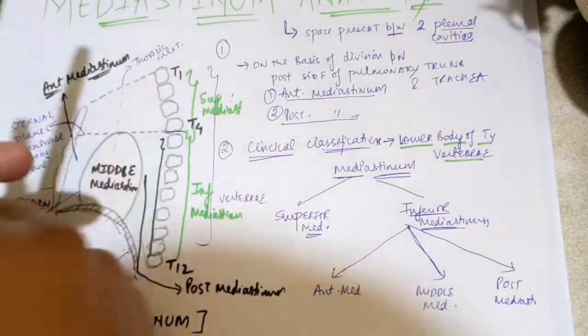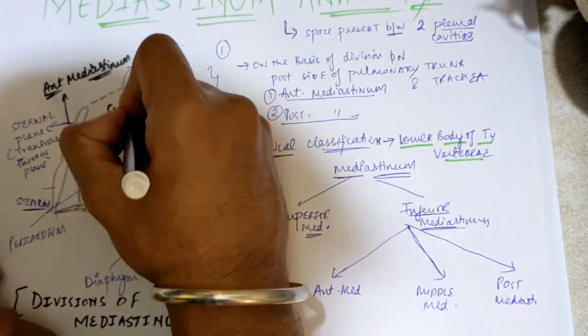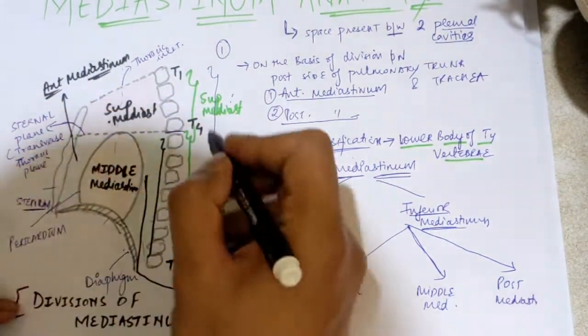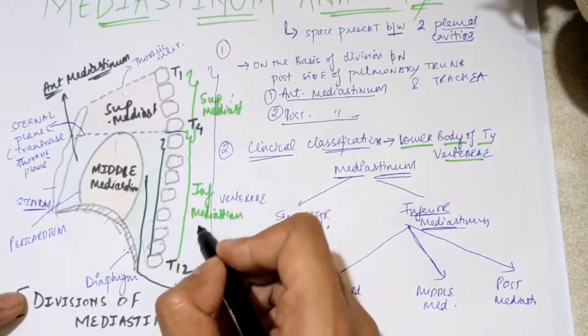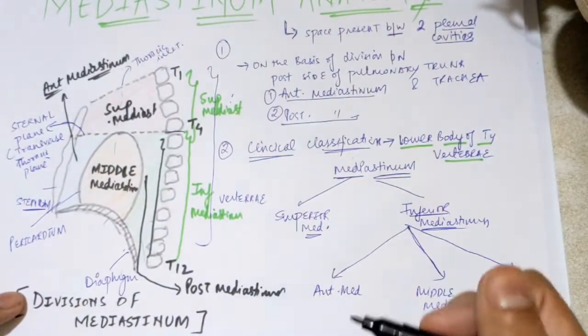So this red one is actually your superior mediastinum. Okay, and further below, including all the three, is your inferior mediastinum, and in that there is anterior inferior mediastinum, middle inferior mediastinum, and posterior inferior mediastinum.